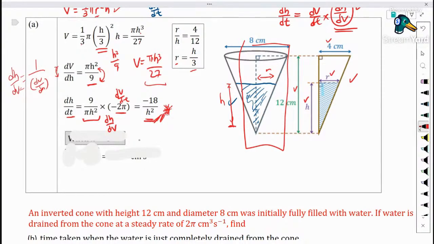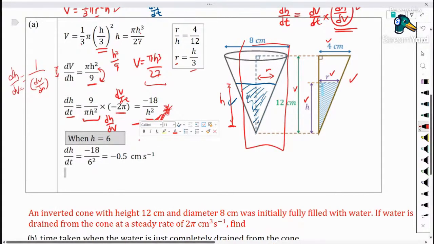And now the question doesn't want to find the answer for dH/dt in general like this. They want to find it at a particular moment, and the particular moment here is when the height is 6 centimeters. So we substitute h inside, and we have dH/dt equals negative 0.5 centimeter per second. It comes with a negative sign because as the water drains out, the h here is getting smaller and smaller. It's decreasing the h value.